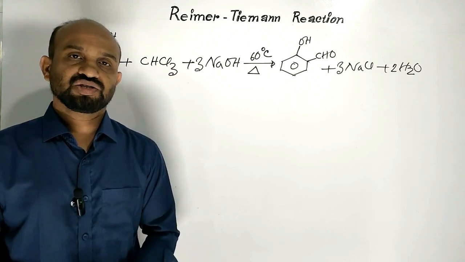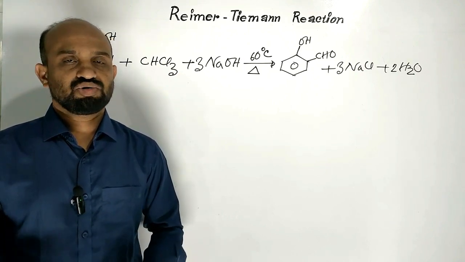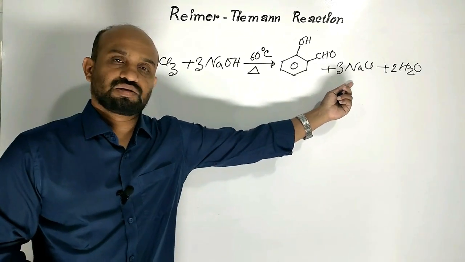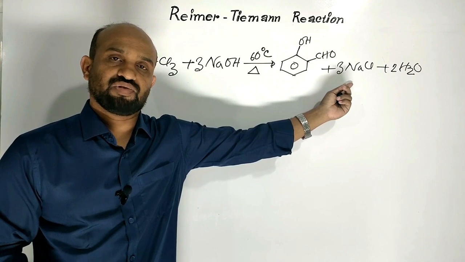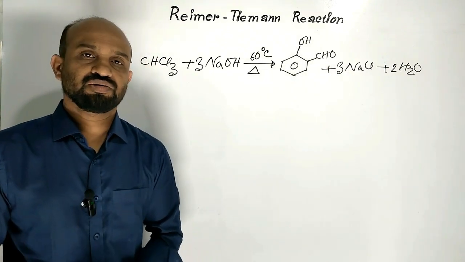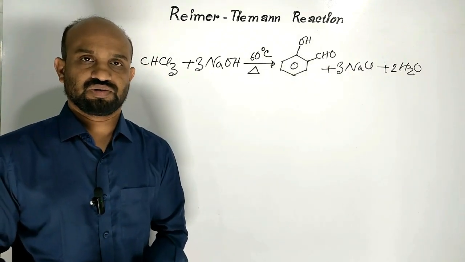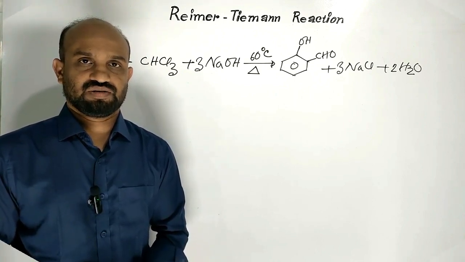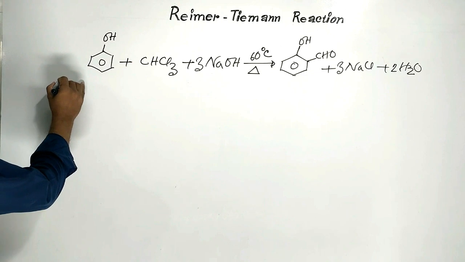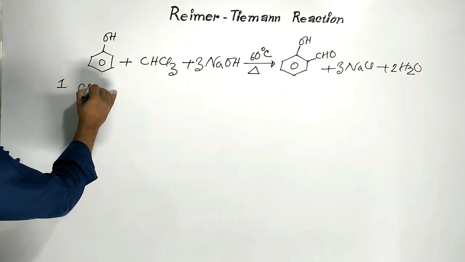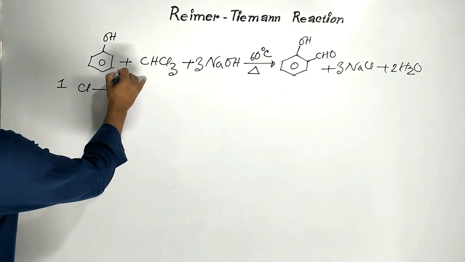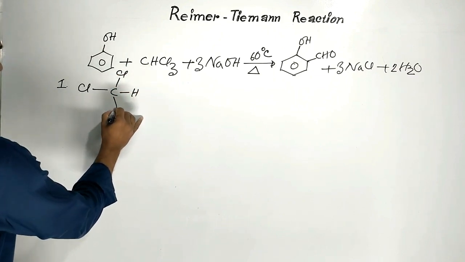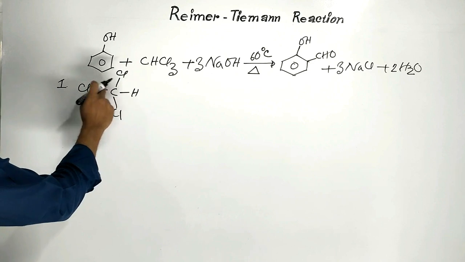Now let's see mechanism of the reaction. During mechanism of the reaction, we will see 3 molecules of sodium chloride are formed and 2 molecules of water will be formed. So now let's see mechanism of the reaction. Step 1, chloroform, CHCl3.